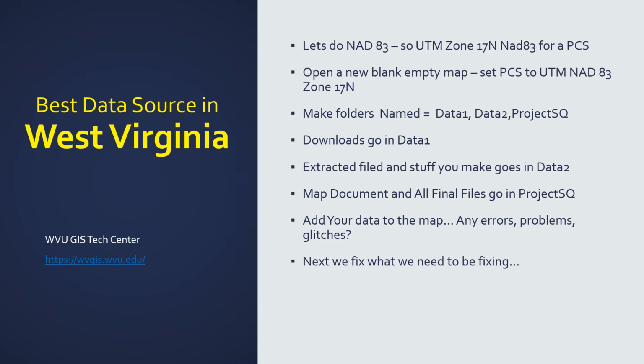And once we get everything worked out, we'll look at doing it a second time, in which case we'll go back to Data 1, extract that data again into the Project SQ. We'll then make only the files that we need in Project SQ, and our final map document we'll save in Project SQ. So when we're all said and done, we're going to have one neat folder that's going to have our map document, an unmessed up copy of the original data, and all the files that we created afterwards. And that's our basic premise for how we're going to do it.